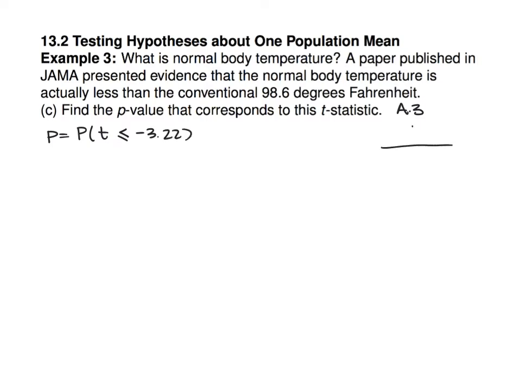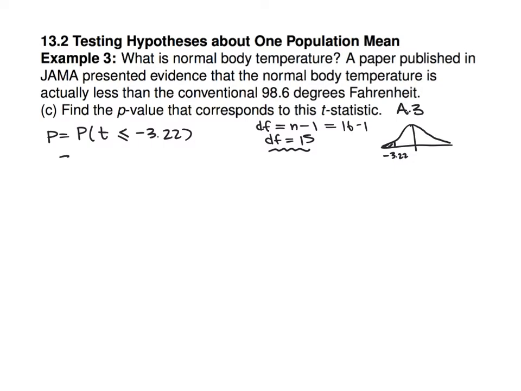In a picture, the t-distribution looks a lot like the normal distribution. And we're saying if this is, say, negative 3.22, what's the probability that you're over there? Now remember, t-statistics have degrees of freedom. In this case, degrees of freedom is n minus 1, which is 16 minus 1. So the degrees of freedom here is 15. Okay, let's talk about how to do this in Excel first, and then we'll do the table.